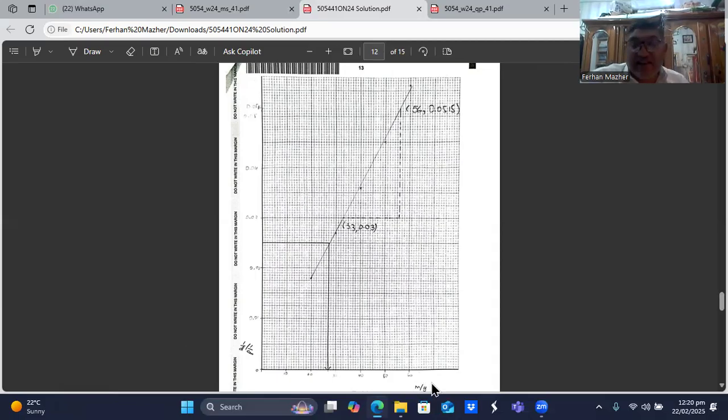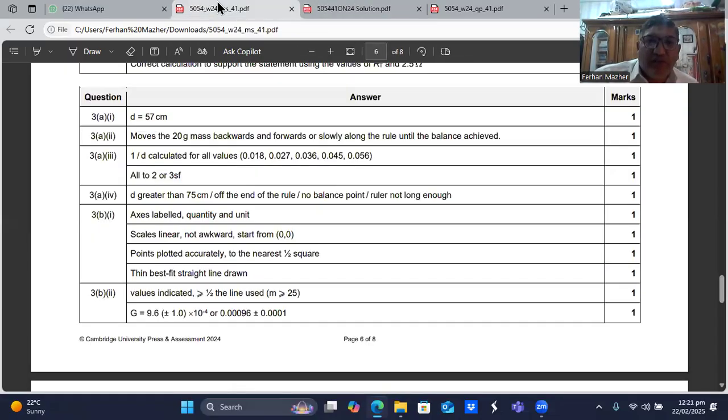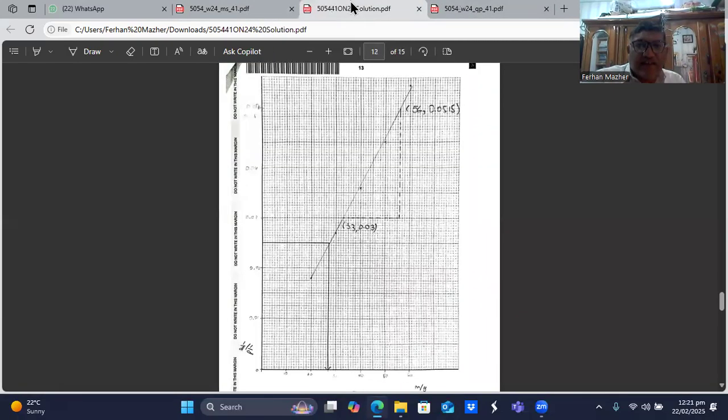On this x-axis, we have represented the mass, which is measured in grams. On this y-axis, we have represented 1/D, whose unit is 1/centimeter. So this is very, very important. The labeling is very important. It carries 1 mark. You can read the marking scheme here. Okay, then this is that graph paper.